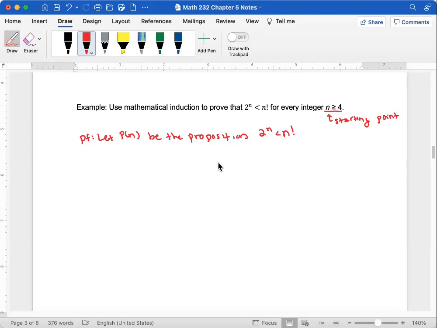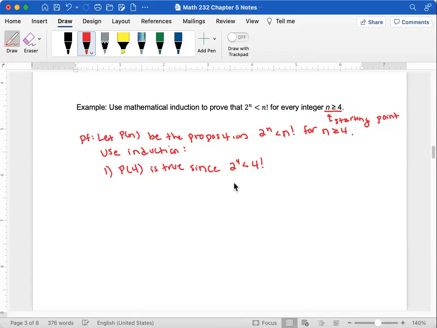And I should say for n bigger than or equal to 4. Probably should make that statement. Okay, cool. Now let's use induction. Let's do this. So first thing, I'm going to show that P of 4 is true. So not P of 1, P of 4, because our starting point is different. So P of 4 is true since 2 to the 4 is less than 4 factorial.